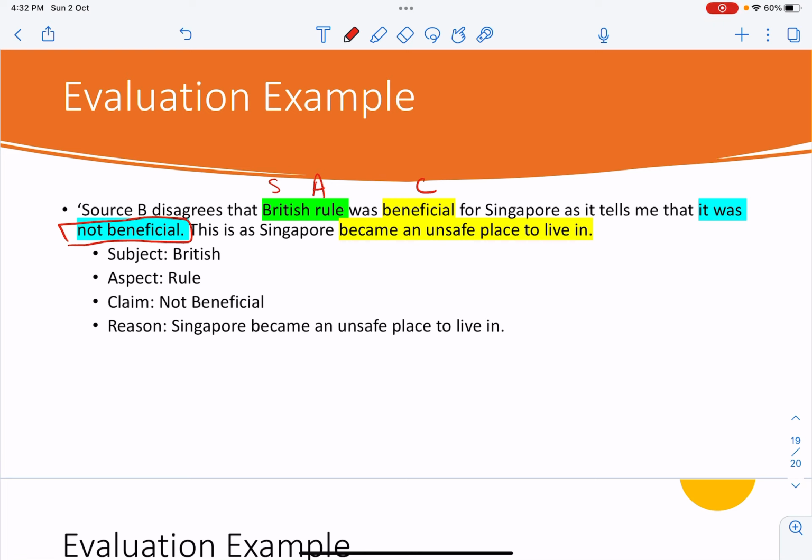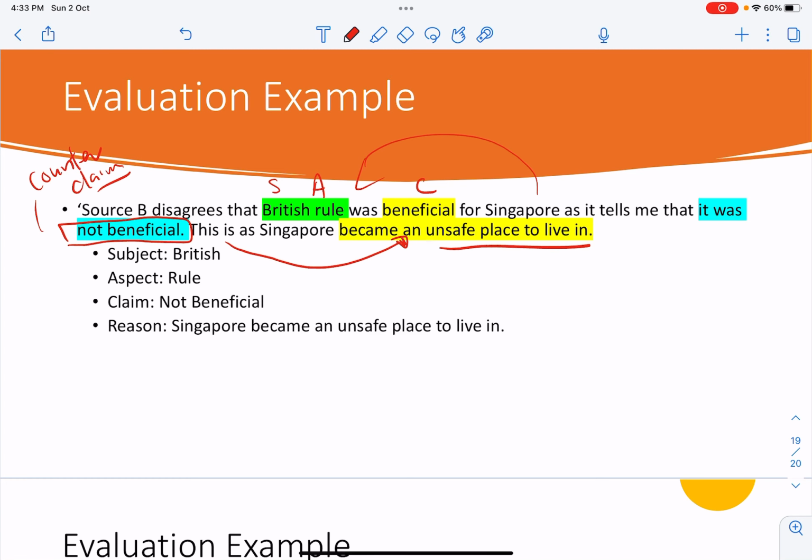This is the counterclaim. Okay, because I disagree, so now I have my counterclaim. After I write my counterclaim, then I write down my reason. Okay, why do I have this counterclaim? Because this source as a whole is referring to Singapore as an unsafe place to live in. Therefore, because it's unsafe, British rule was not beneficial for Singapore. Find out this key reason, please, when you do your disagreement.